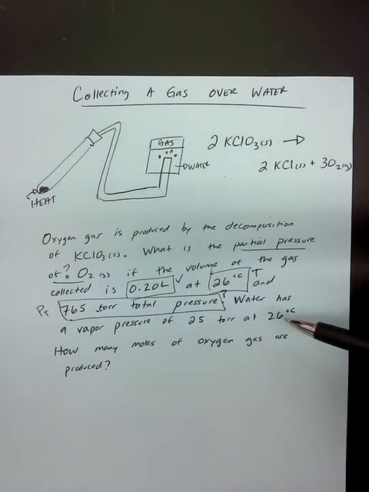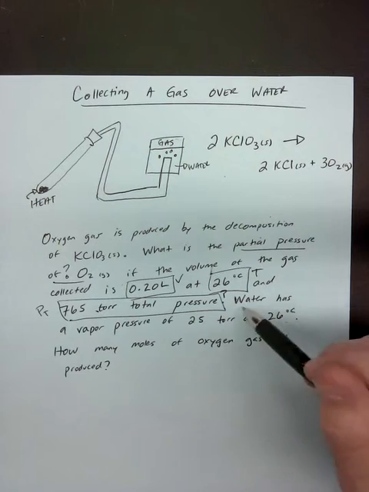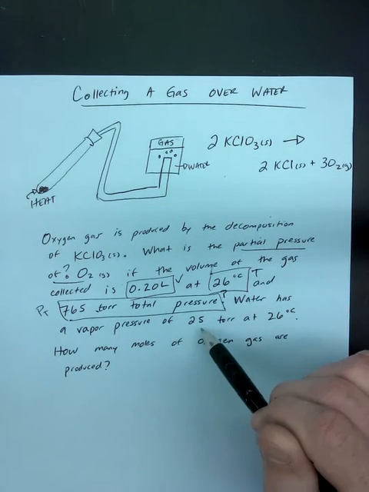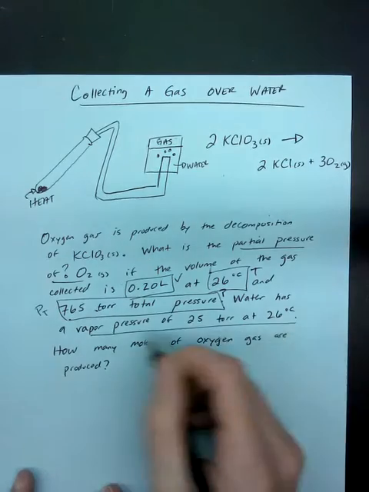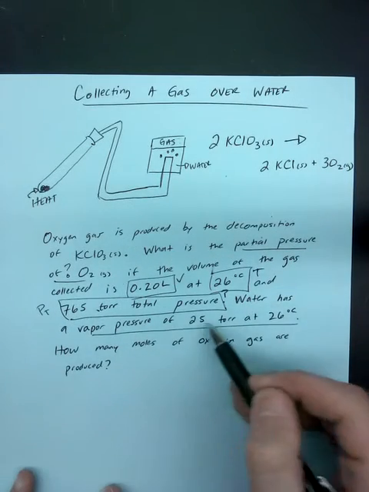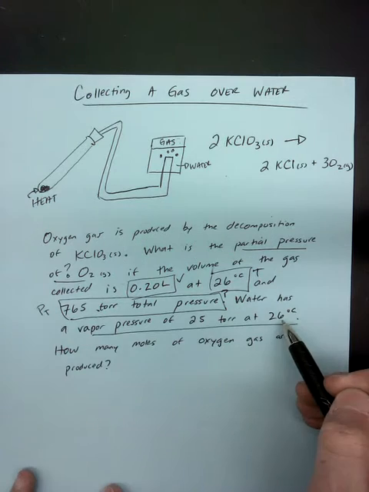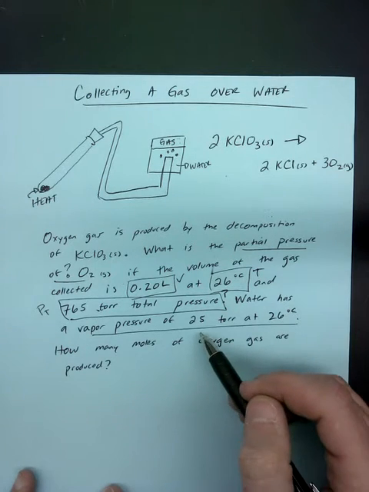Actually, I have to keep reading a little bit. It says water has a vapor pressure of 25 torr at 26 degrees Celsius. This is the key piece of information to deal with the water that's in my sample. If I don't know the vapor pressure of water at the temperature that I'm dealing with, I can't account for it. So this is what you should recognize at this point.